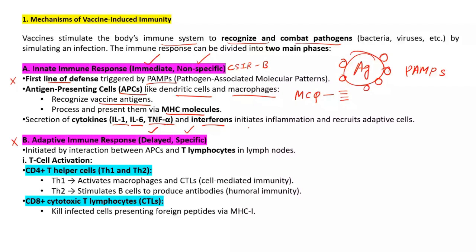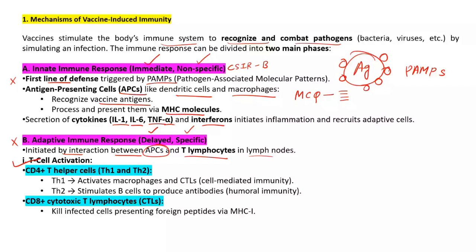Now adaptive immune response. So we are having delayed and specific kind of response, which is generated after the repeated exposure of the first antigen. So it is initiated by the interaction between APCs and T lymphocytes in the lymph nodes. T cell activation कैसे होता है? CD4 plus T helper cells like TH1 and TH2. बहुत बार हमने TH1 TH2 पढ़ा है.